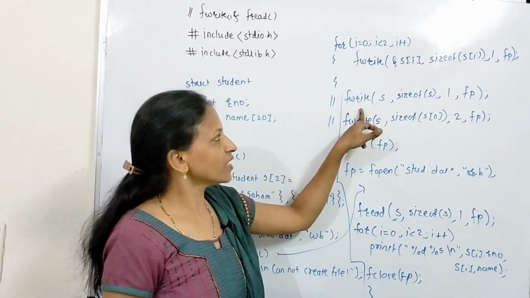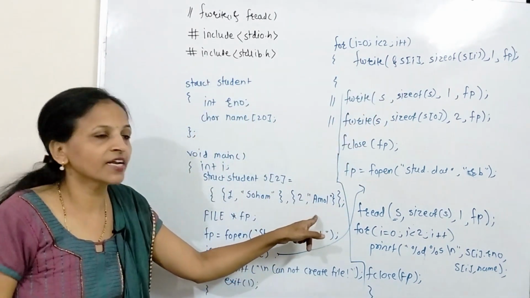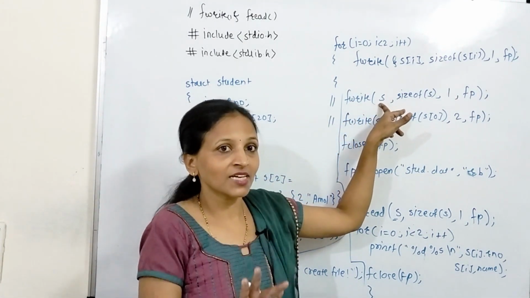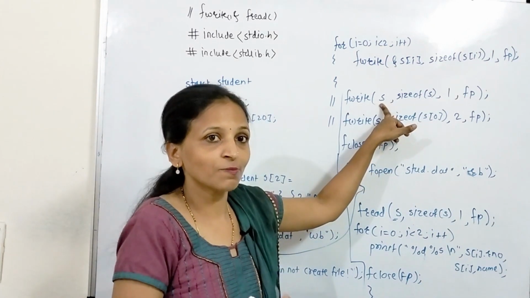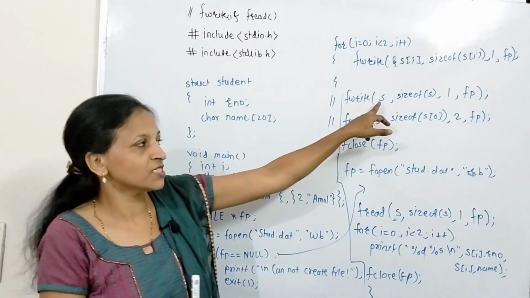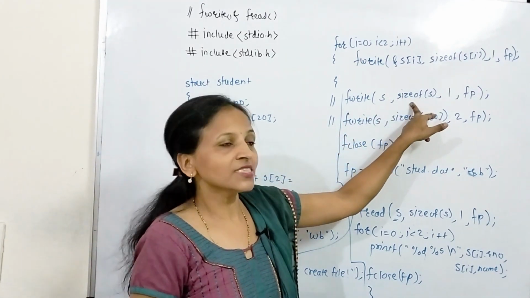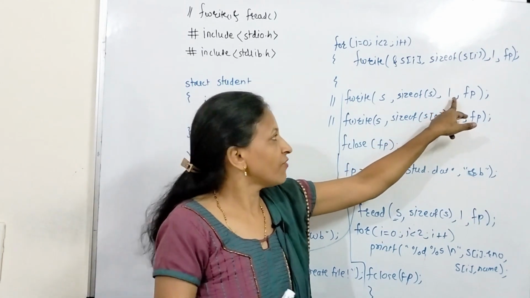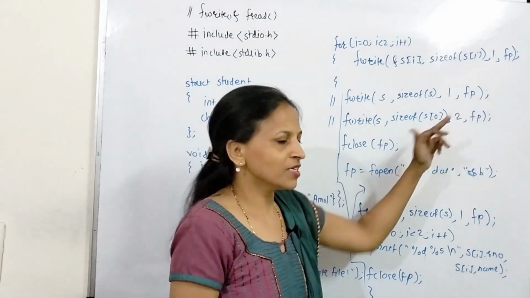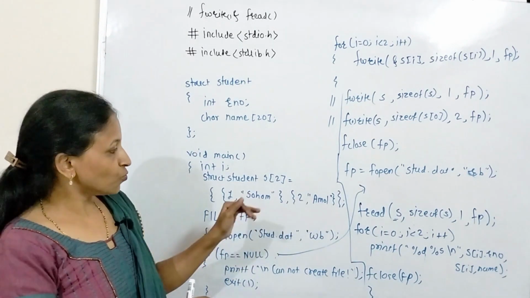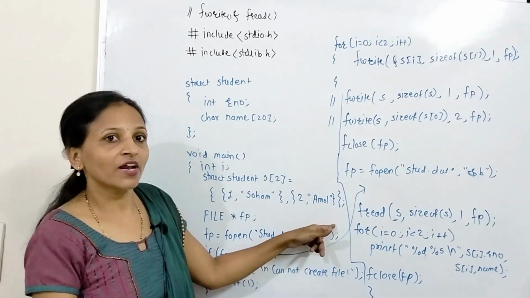Instead of that, we can use this one again. That whole array we can write at the same time. The first argument will be the name of the array, because the array name itself holds the base address. That's why s will hold the address of that whole array, which we can pass as the location. The next one is the size of that whole array, and then one array I am writing to the file, and fp is the file pointer. This is again possible.